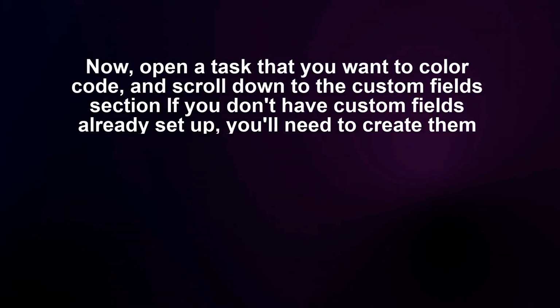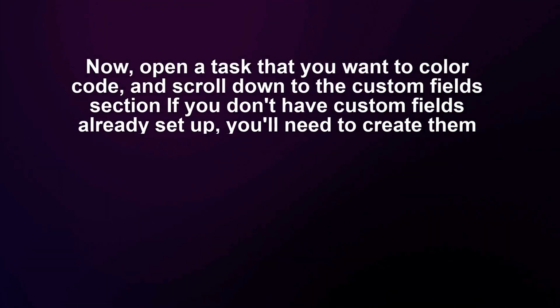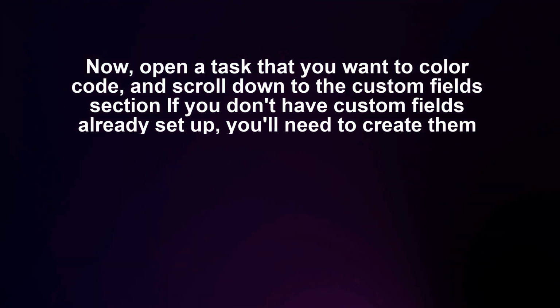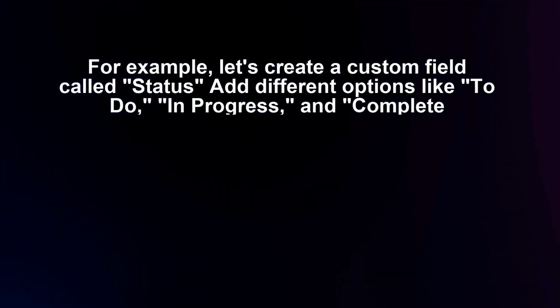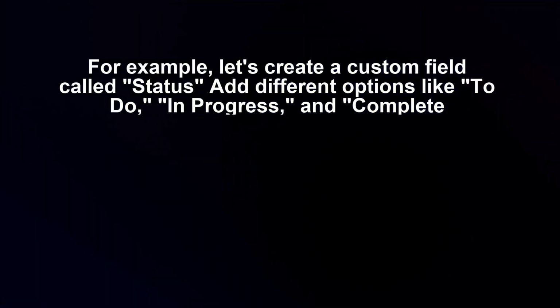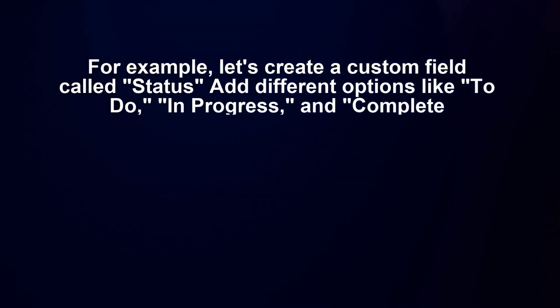Now, open a task that you want to color code and scroll down to the Custom Fields section. If you don't have custom fields already set up, you'll need to create them. For example, let's create a custom field called Status. Add different options like To Do, In Progress, and Complete.